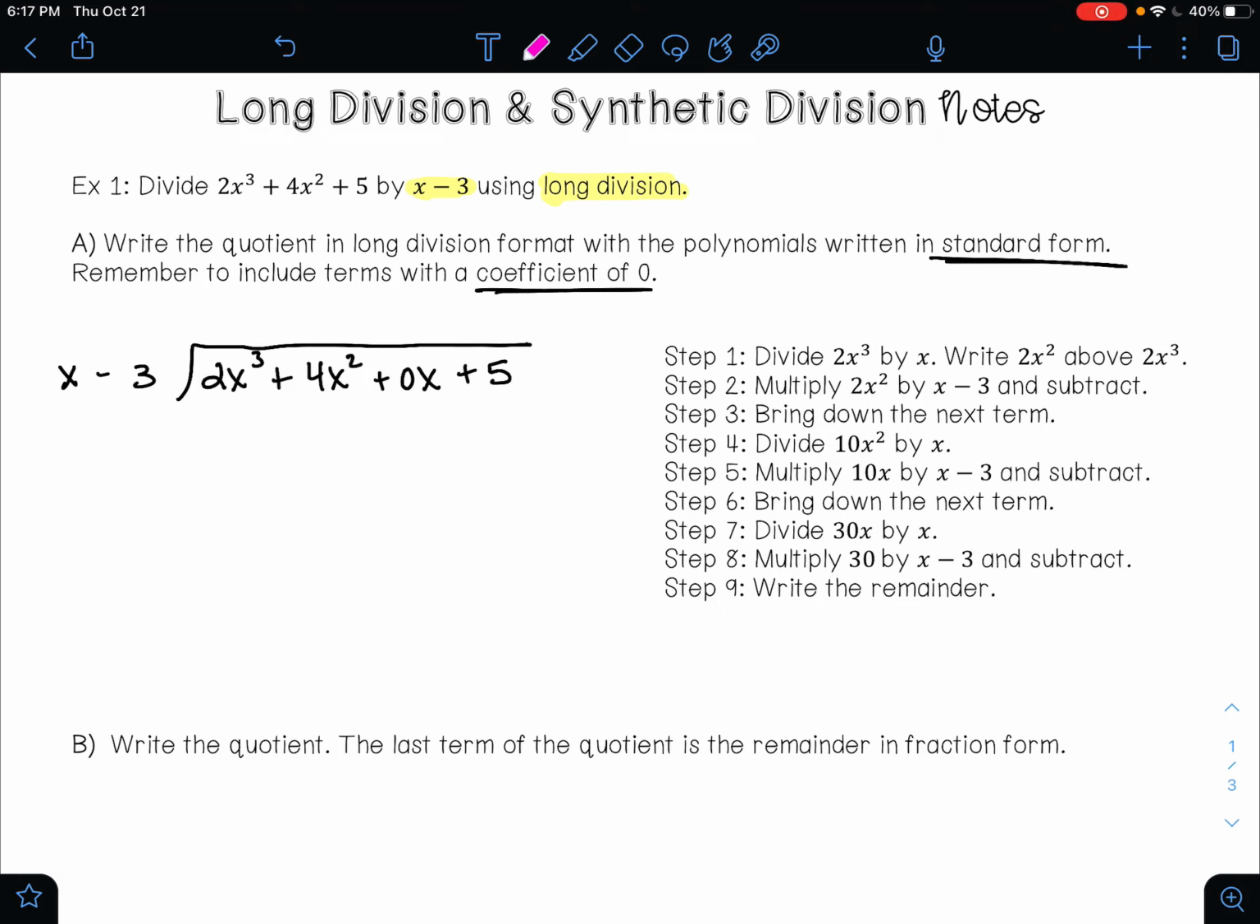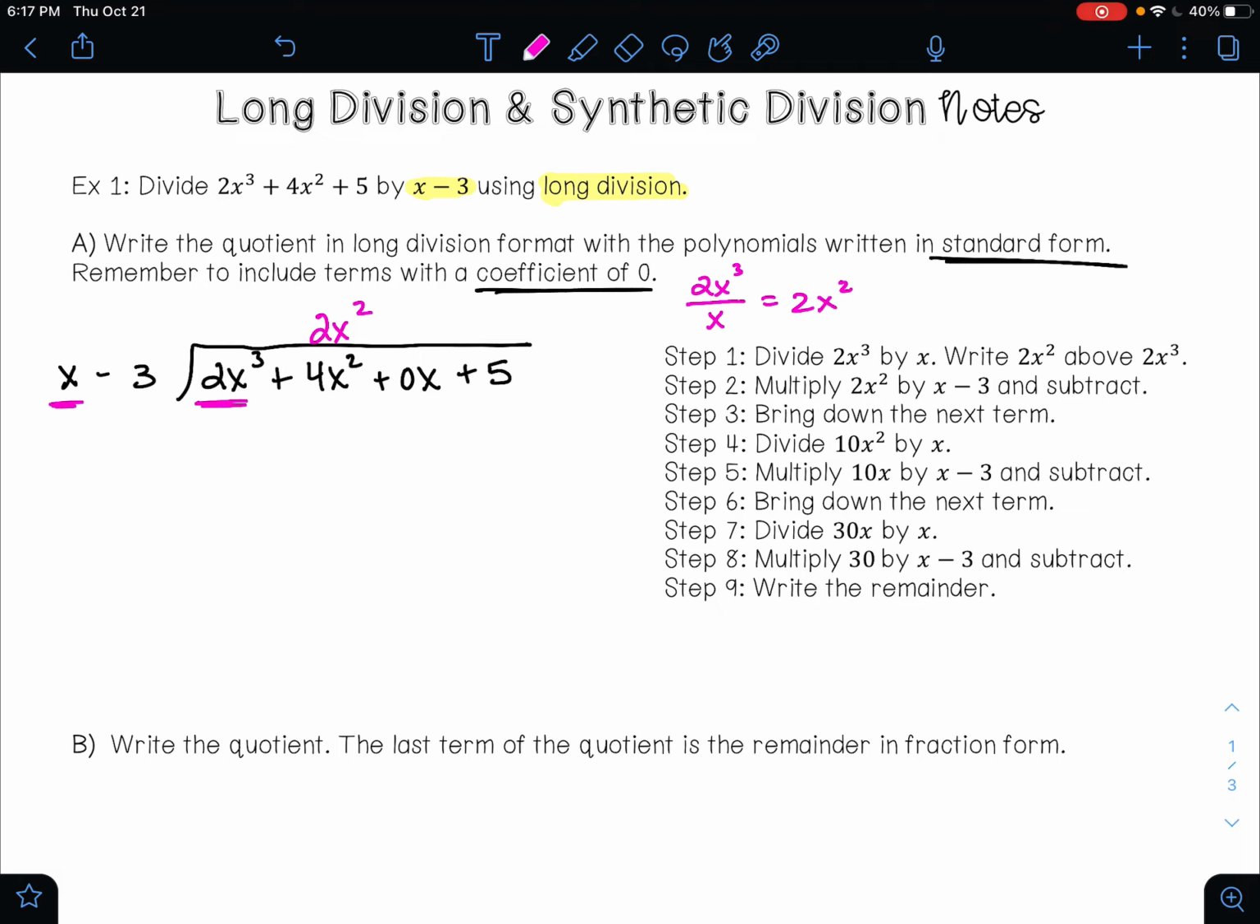Just like how you did with long division with numbers, you do the same exact process when you have polynomials. I'm going to take my first term, 2x cubed, and divide it by x. 2x cubed divided by x is 2x squared. This is the term that's going to go on top of my division bar. You always want to line everything up, so 2x squared goes right here, above the other squared term.